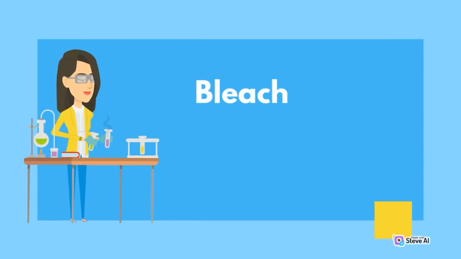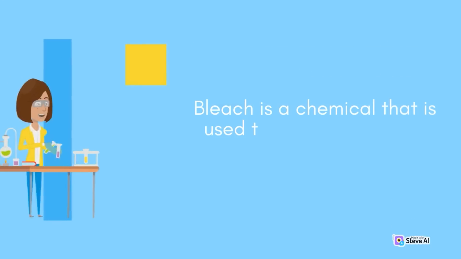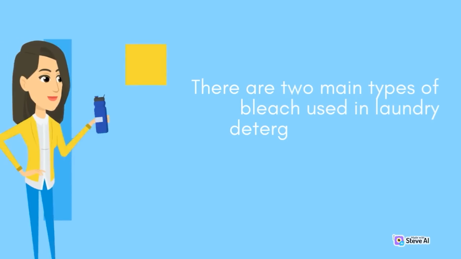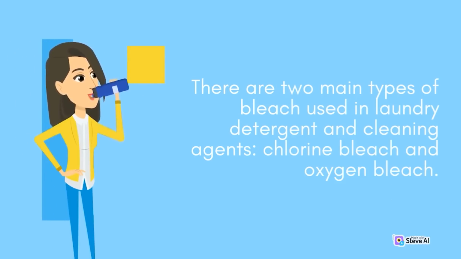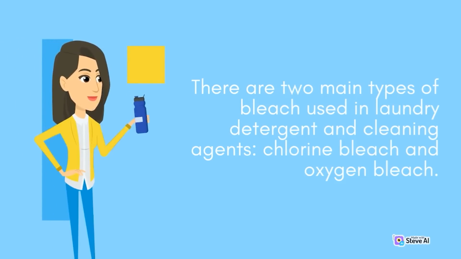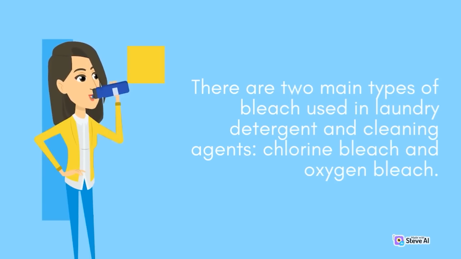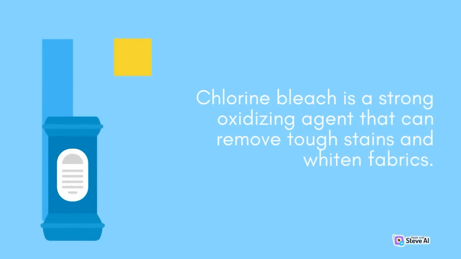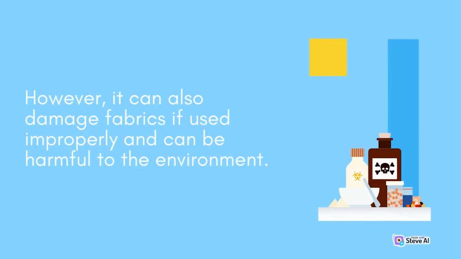Bleach. Bleach is a chemical that is used to remove stains and whiten fabrics. There are two main types of bleach used in laundry detergent and cleaning agents: chlorine bleach and oxygen bleach. Chlorine bleach is a strong oxidizing agent that can remove tough stains and whiten fabrics. However, it can also damage fabrics if used improperly and can be harmful to the environment.